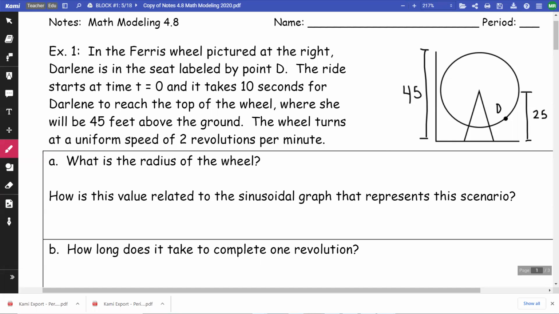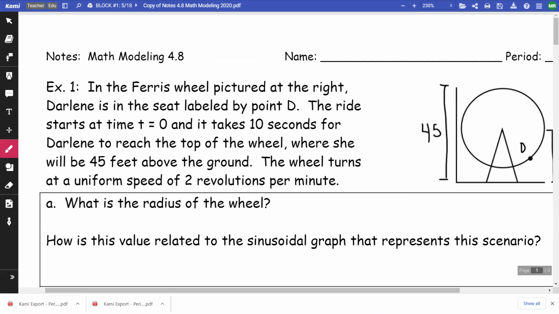So this video is on our notes for block day number 1, Tuesday, May 18th on math modeling 4.8 notes. And these are on something called sinusoidal math modeling. That just basically means we're going to be dealing with sine and cosine graphs.